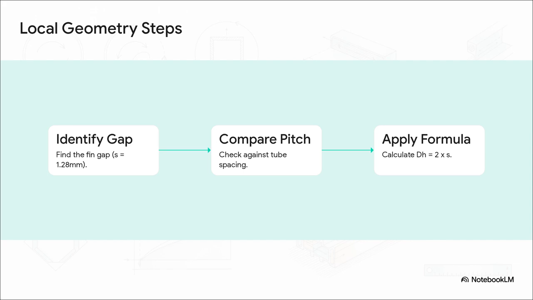Because that 1.28 millimeter gap is so incredibly small compared to the 14 millimeter distance between the tubes, the passage essentially acts like two infinitely wide parallel plates. This step-by-step method gives engineers a highly intuitive rule of thumb. Your hydraulic diameter is simply 2 times the fin gap.